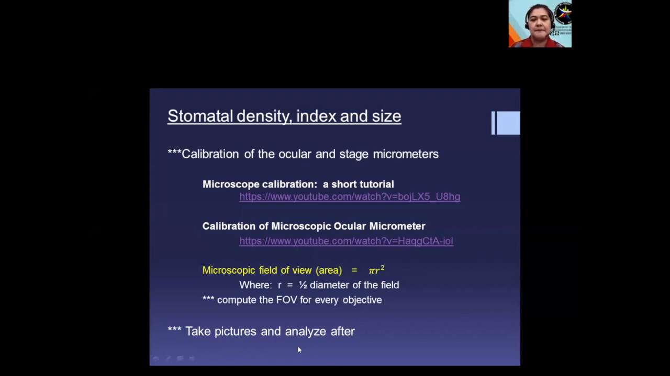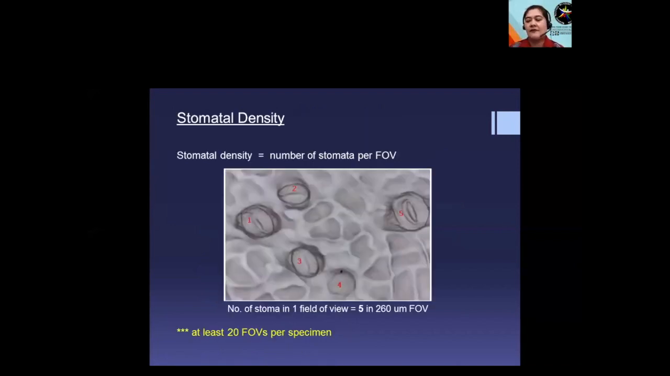Okay? And then we have stomatal density. Simple lang ang stomatal density. You just count the number of stomata in that particular field of view. This is my picture for Vitex negundo. This is the number of stomata in one field of view. How many? You have 5. And my field of view, according to my calibration, is 260 micrometers. So I have 5 stomata in a 260 micrometer field of view.